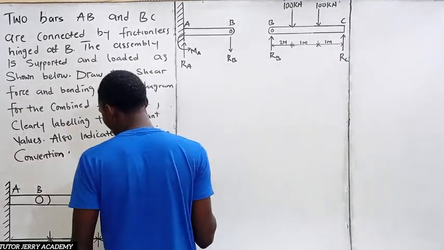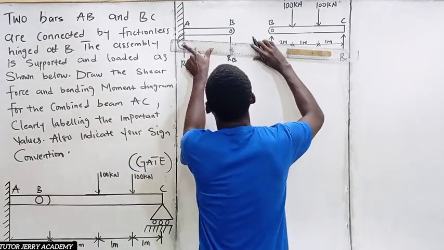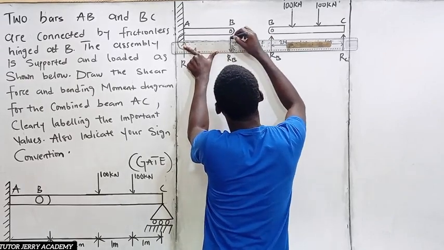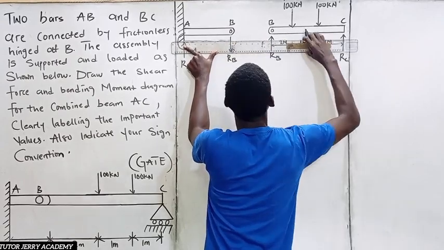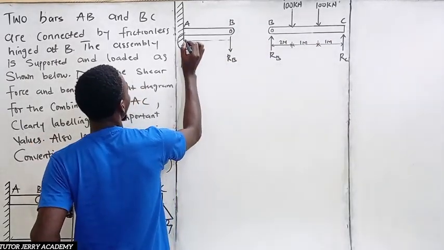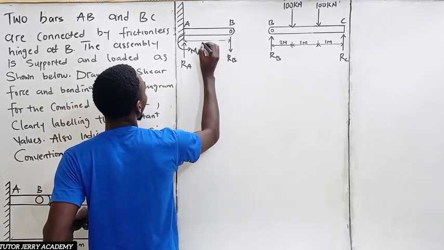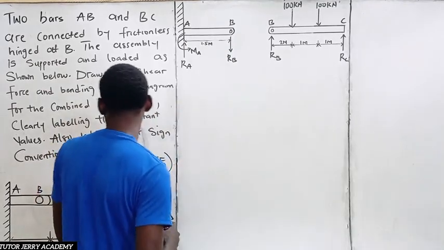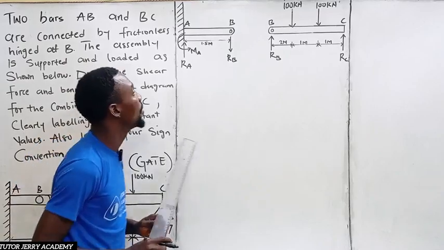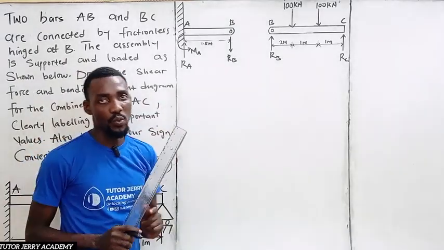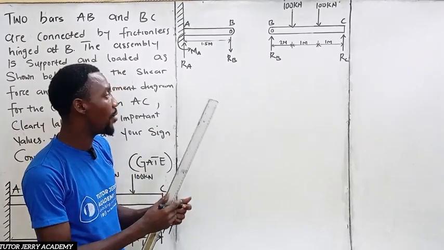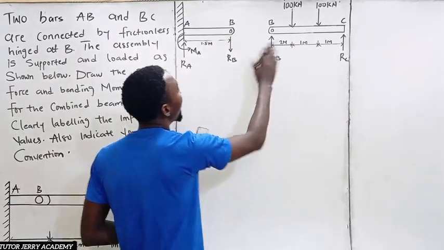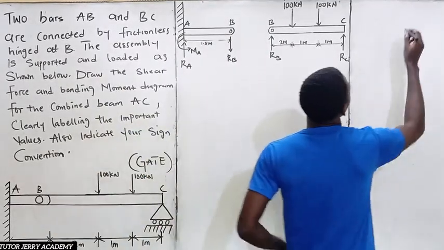Here we have 1.5, and here also 1.5. Now, this is what we are going to have. So now I'm going to be doing our calculations. Let's start with bar BC.